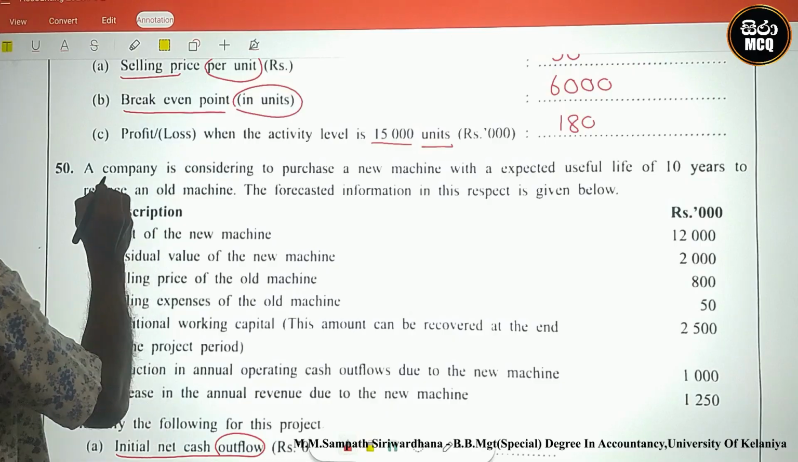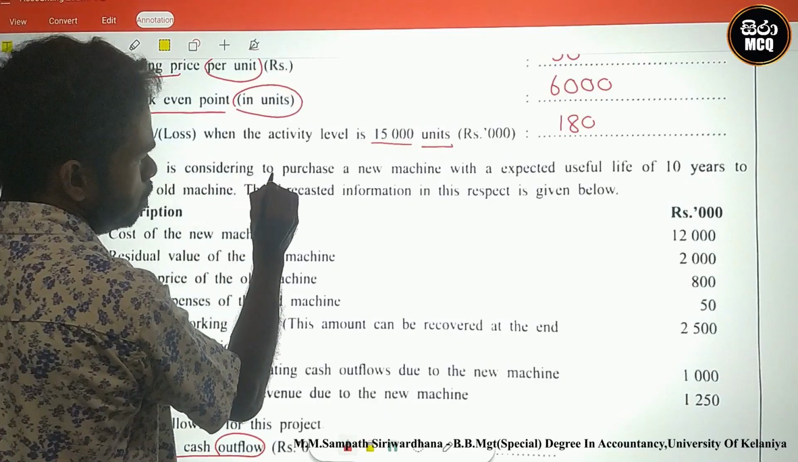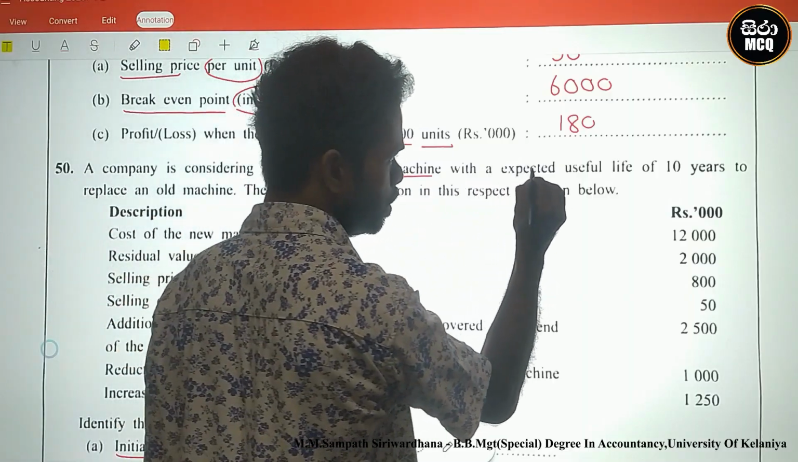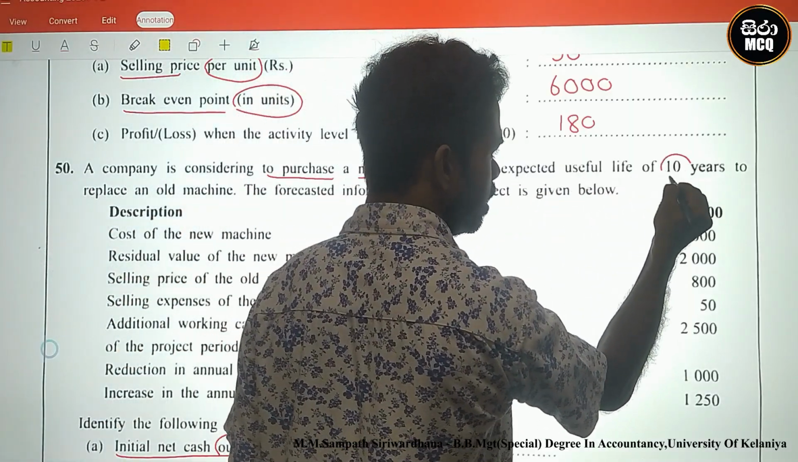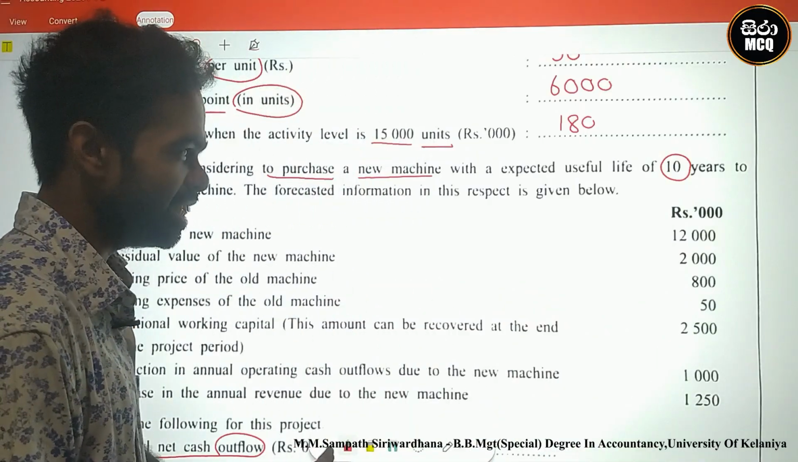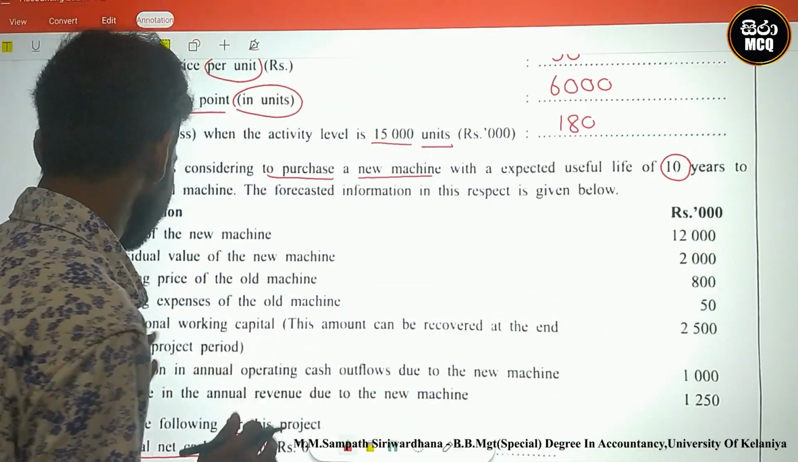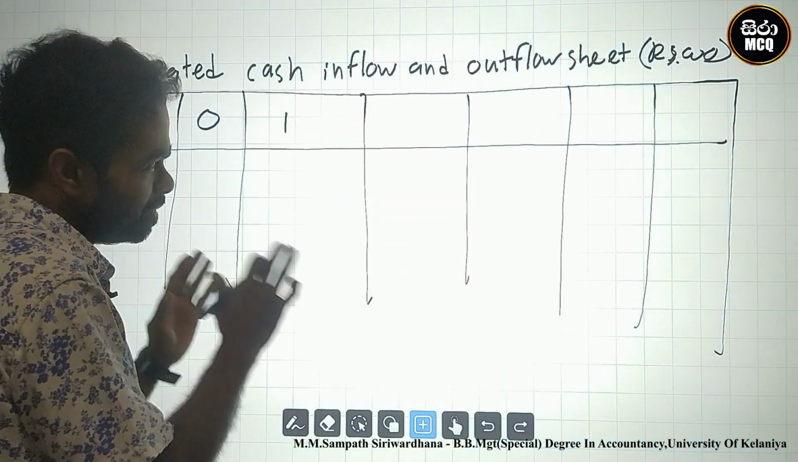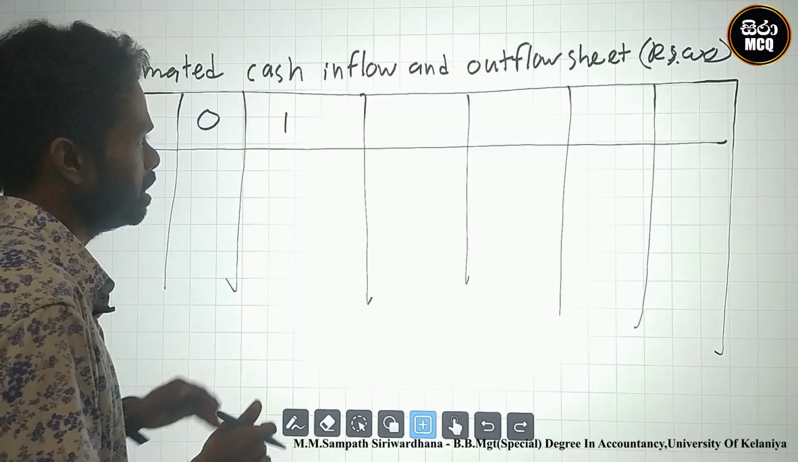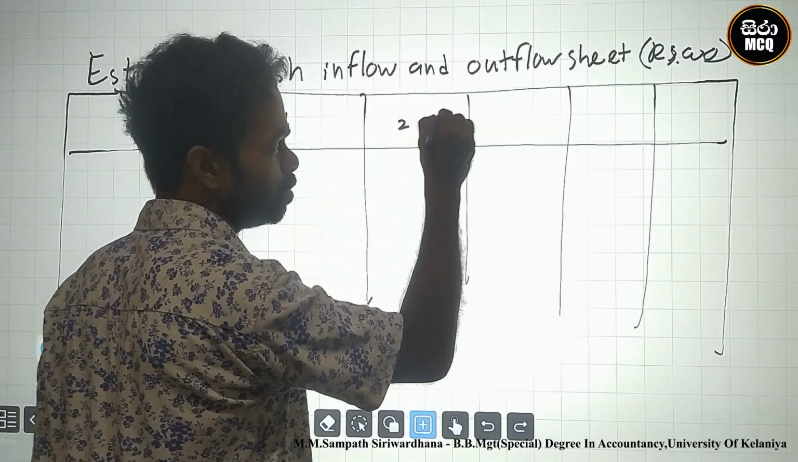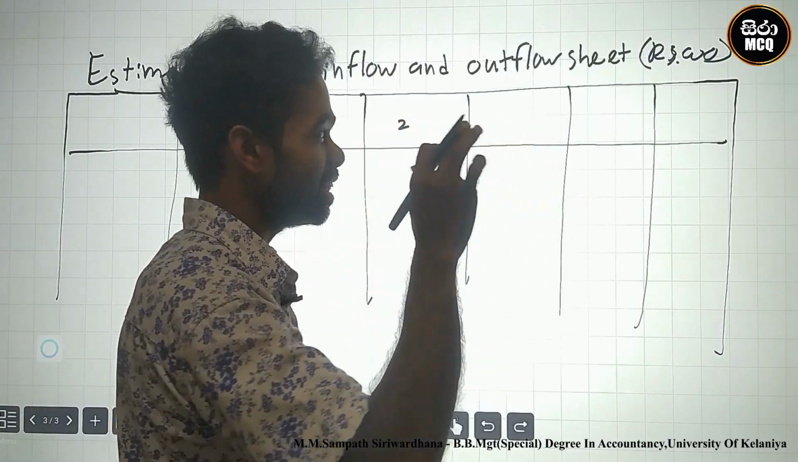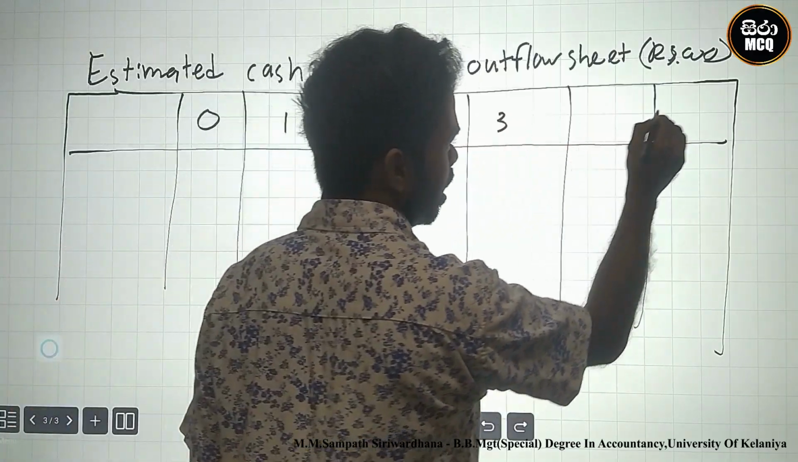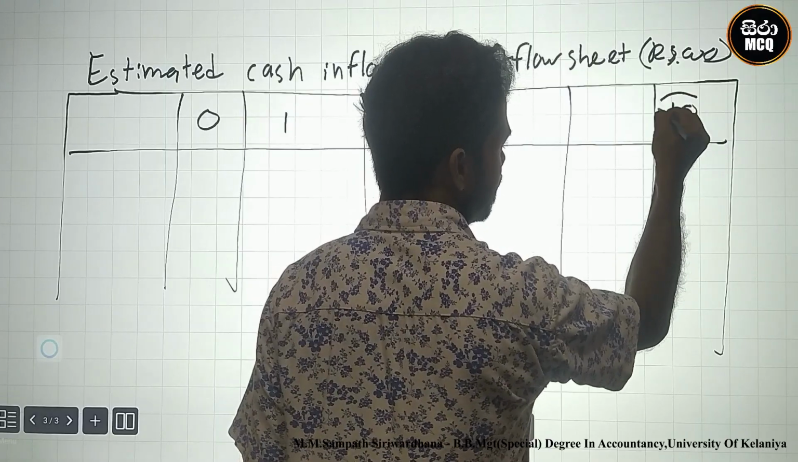Look here. A company is considering purchasing a new machine with an expected useful lifetime of 10 years. Oh, look here, the useful lifetime is 10 years. There is a problem. There are 11 columns, including year 0: 1, 2, 3, 4, 5, 6, 7, 8, 9, 10. Therefore, I prepare years 1, 2, 3, and after this is the terminal year. This is the final year.